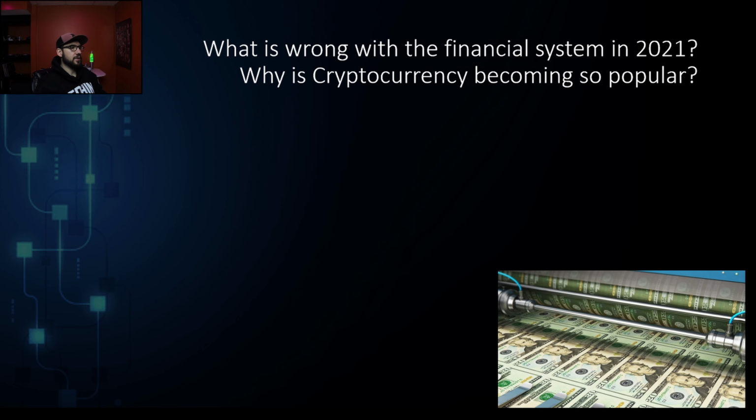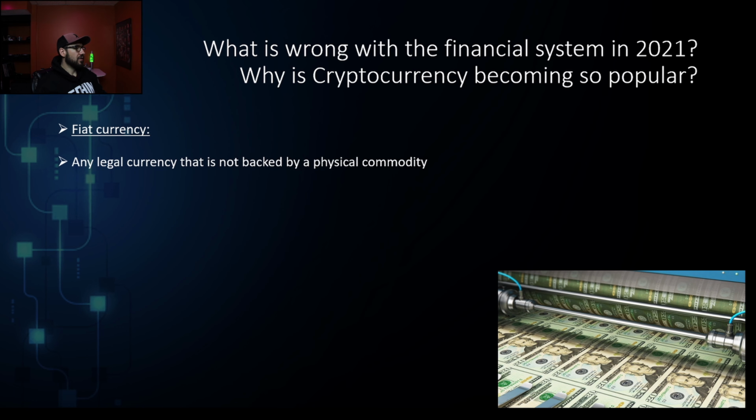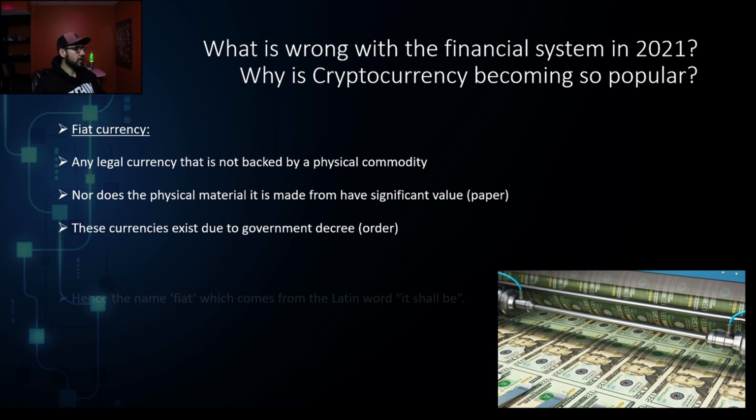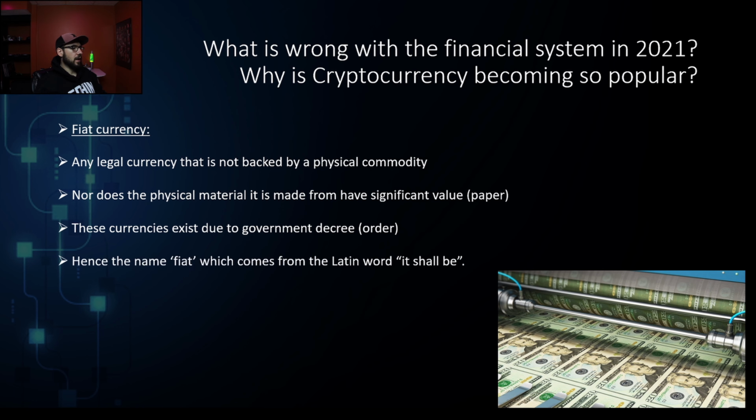So what is wrong with the financial system in 2021, and why is cryptocurrency becoming so popular? Here we're going to touch on fiat currency for people who don't know what it means. Fiat currency is any legal currency that is not backed by a physical commodity, nor does the physical material it is made from have significant value. For example, money today is made from paper. These currencies exist due to government decree, otherwise known as government order. Hence the name fiat, which comes from the Latin word for "it shall be."